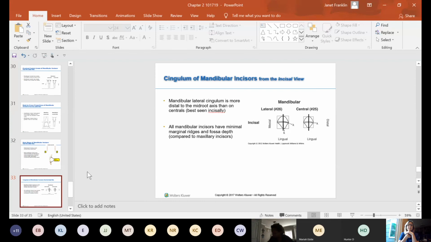And then all mandibular incisors have minimal marginal ridges and fossa depth. So in other words, if you take your tongue and run it along your mandibular incisors, you're not going to have that same deep fossa feeling that you get when you do your maxillary incisors. They're pretty smooth all the way across. Thank goodness we have something going for us when we scale. You don't have all the grooves and everything. They're pretty smooth.